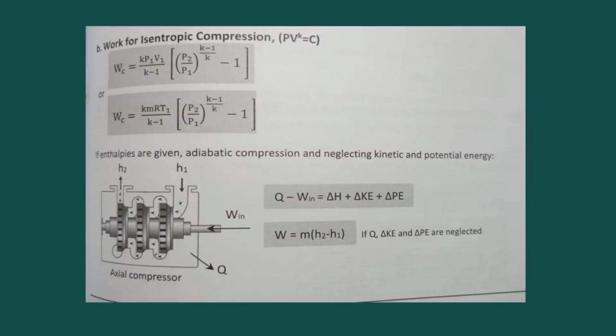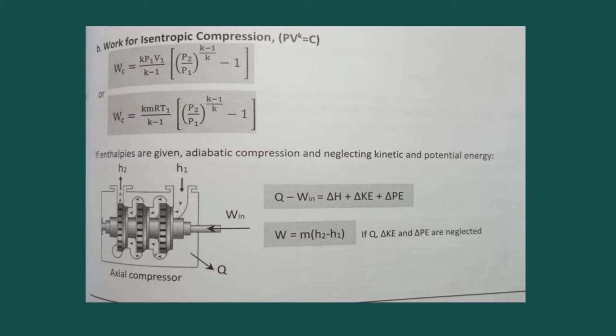In work of isentropic compression, or PV raised to K is equal to C, compression work is equal to K times P1 times V1 over K minus 1, times (P2 over P1) raised to (K minus 1 over K), minus 1, or compression work is equal to K times mRT over K minus 1, times (P2 over P1) raised to (K minus 1 over K), minus 1.